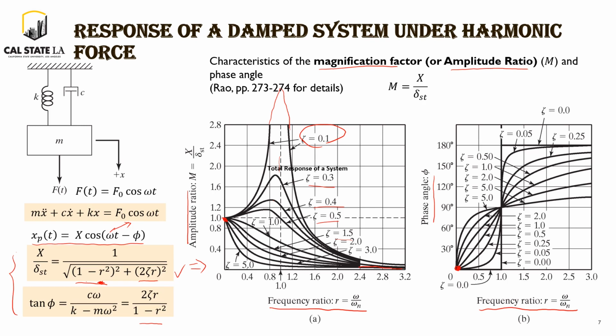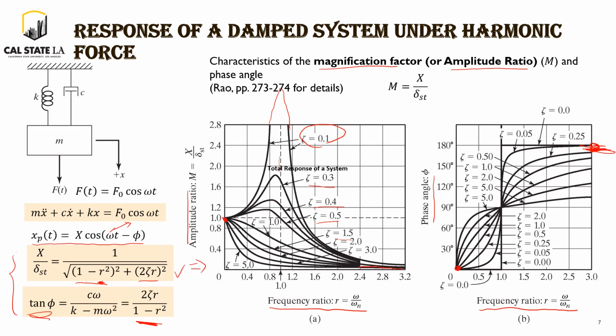And let's see another extreme case when r is very large. When r is very large, this bottom becomes a very large number. It's a negative. It becomes 2 zeta times r divided by minus r squared. So it becomes minus 2 zeta divided by r, which is almost 0, but it's a negative number. The inverse tangent of a negative number that is almost 0, we see that is close to 180 degrees. So this is what we see from this region. When r is very large, the phase angle becomes almost 180 degrees.